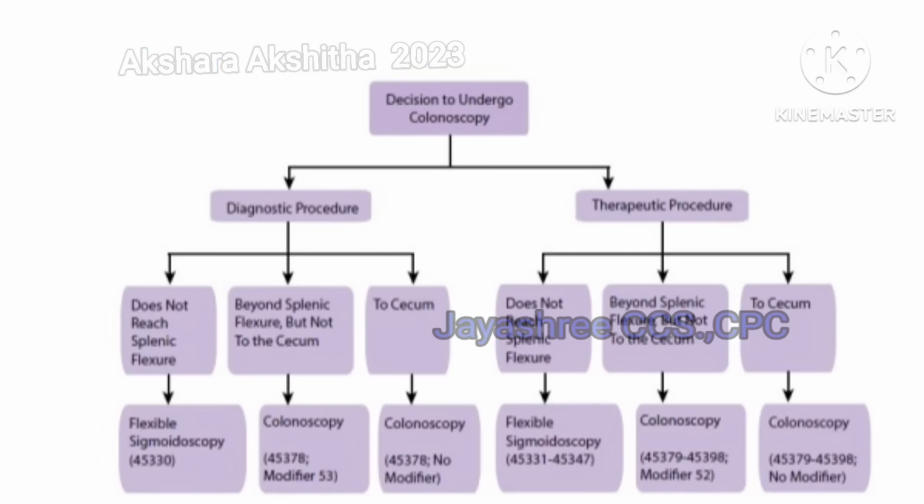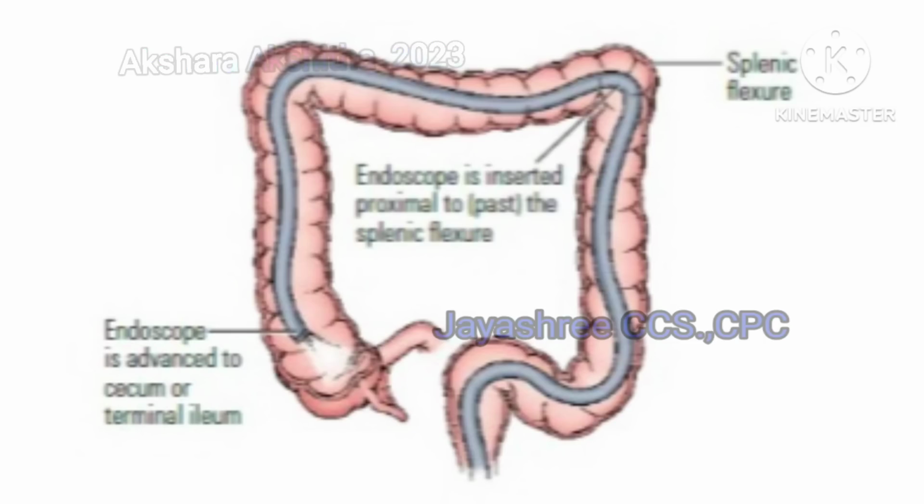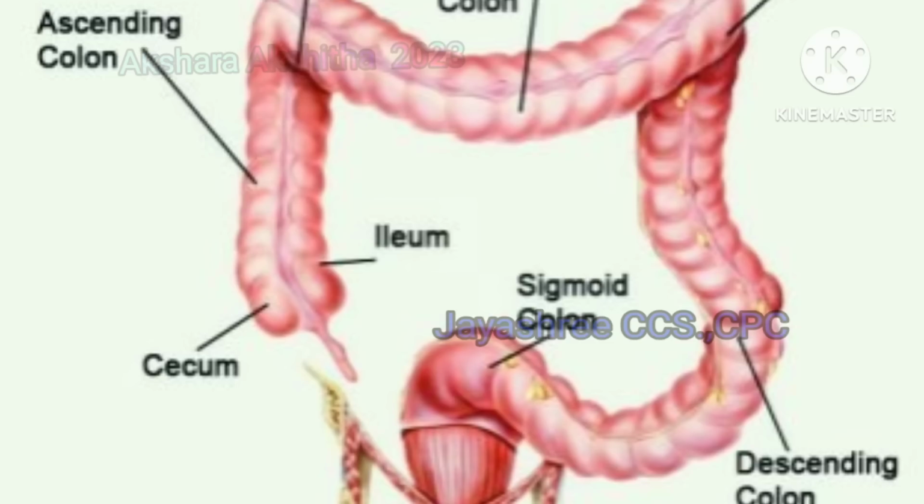For a therapeutic procedure, same with sigmoidoscopy: if the colonoscopy did not reach the splenic flexure, we code a sigmoidoscopy therapeutic code only, in the range 45331 to 45347. If the colonoscopy goes beyond the splenic flexure but not to the cecum, we code a colonoscopy therapeutic code, in the range 45379 to 45398, with modifier 52. If diagnostic purpose, modifier 53. If therapeutic purpose, modifier 52.